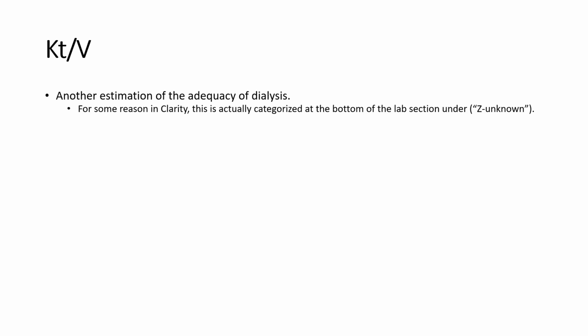Another way to assess the adequacy of dialysis is called Kt/V. For some reason in Clarity, this is actually categorized at the bottom of the laboratory section under Z unknown. My birthday is in November, and if someone from Clarity is watching this video, for my birthday present this year, I'd like you to move Kt/V estimation from that unknown section back up to the adequacy section, because it is a measure of adequacy.